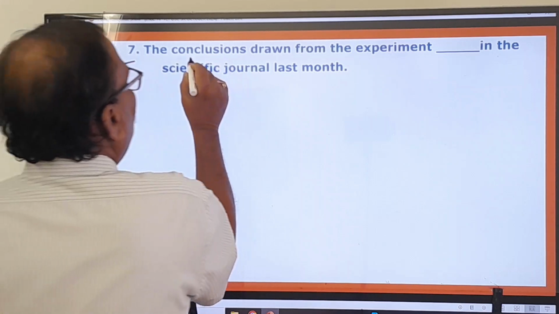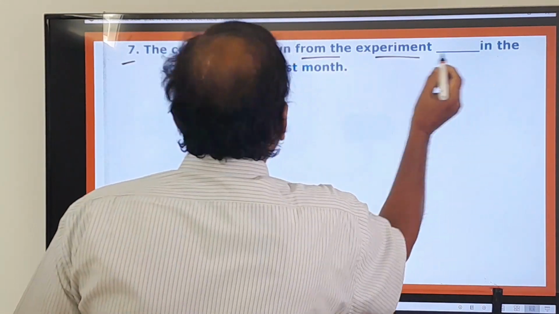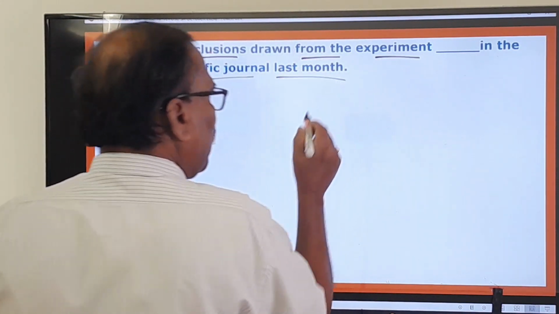Seventh one: the conclusions drawn from the experiment dash in the scientific journal last month.